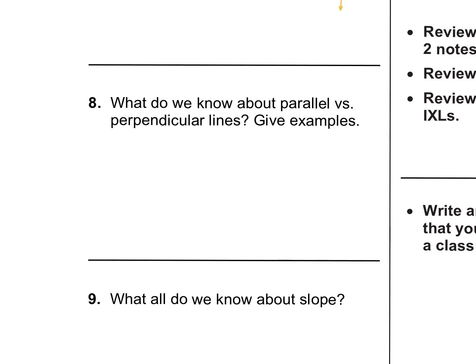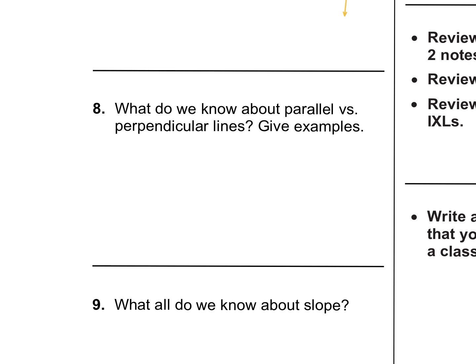Let's look at number 8 here. It says, what do you know about parallel versus perpendicular lines? So let's look at this here. Parallel lines, what do we know about them? What's the big picture we know? They'll never touch. Why do they never touch? What's the same about them? Slope. Same slope. There we go. So we know parallel lines have the same slope. So if line 1 has a slope of 2, what does the parallel line have for a slope? 2. The exact same.